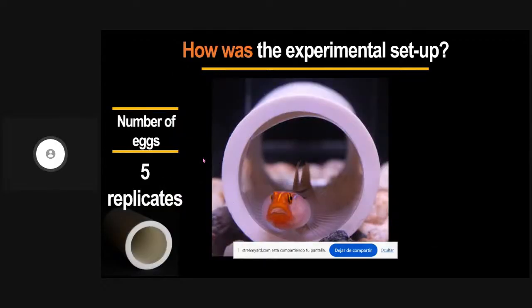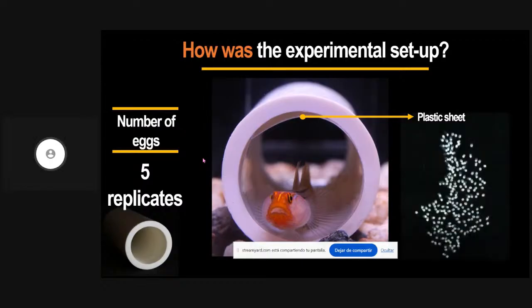In the first experiment, we tried to count the number of eggs per day of development, I mean, from the day of spawning until a day before hatching, in which we evaluated 5 replicates with just 1 nest. Each nest contained a plastic sheet rolled inside the nest. And this was used to take some pictures of the spawns, as we can see on the right side of this slide.